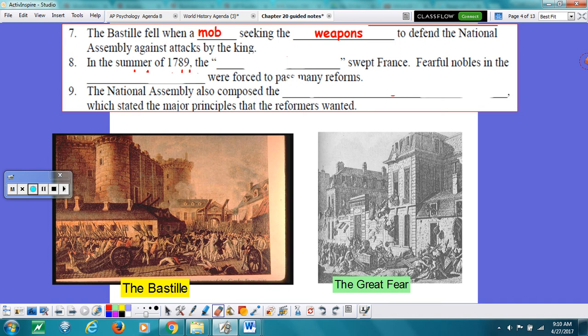In the summer of 1789, we had what was known as the Great Fear that was sweeping the nation. Fearful nobles in the National Assembly were forced to pass many reforms. The National Assembly also composed the Declaration of the Rights of Man and Citizen, which stated a lot of the major principles that the reformers wanted. This decree, in a sense, is a play off of our United States Declaration of Independence, maybe including some of those same ideals for government within that document.